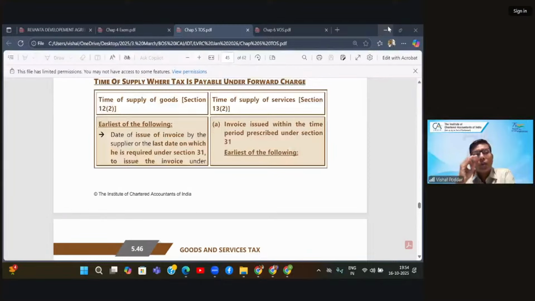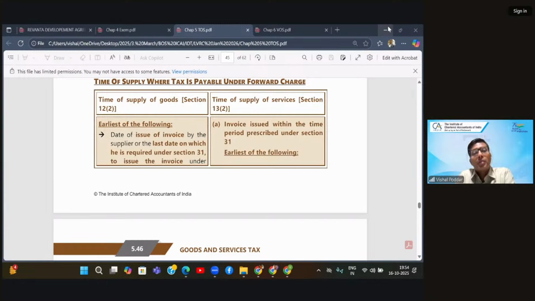So first is where a due date for payment is fixed. Now again, this happens generally in the education sector, like classes or universities, where they give you a due date: boss, by this date you make payment of the fees. So they have given you a date, maybe a monthly, bi-monthly or quarterly date, by which you have to deposit the fees. That date is the due date of payment specified in the contract, and that is the date by which invoice should have been issued under section 31.